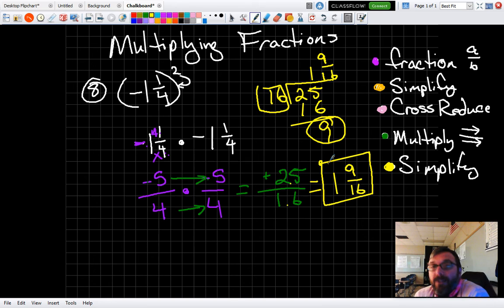Okay, so the key things to remember when you're multiplying fractions, they must be in fraction form, A over B. Simplify as often as you can. The smaller you make the numbers, the easier the multiplication will be. Then cross reduce, because the smaller you make the numbers, the easier the multiplication will be. And you'll notice on a lot of multiplication of fraction problems, you'll make it to where you're multiplying by 1, and that's a good thing. And then remember, you're going to multiply straight across. You're going to multiply numerator times numerator and denominator times denominator. And don't forget your last step, which is to simplify once more.